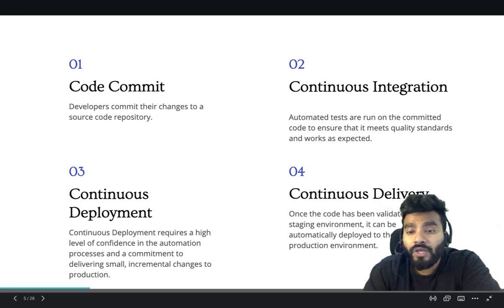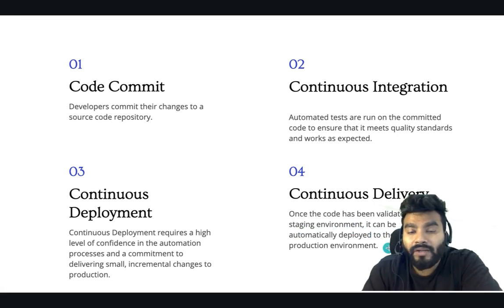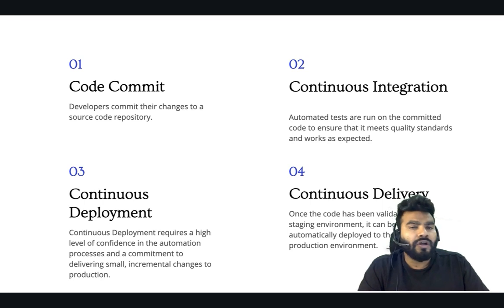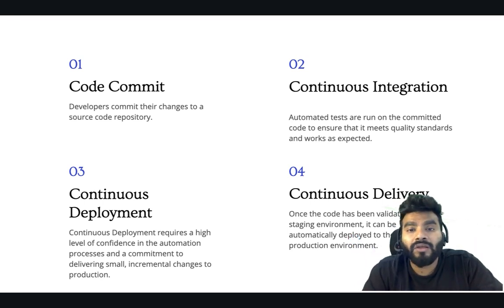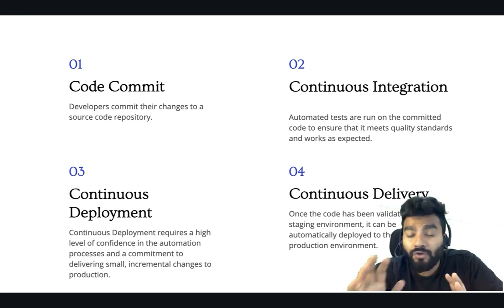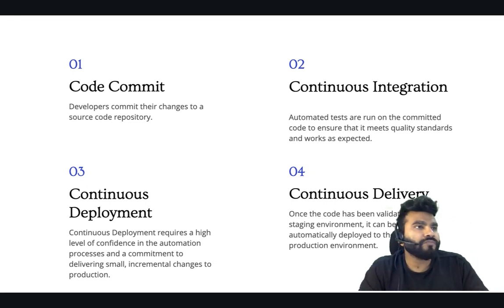Where in delivery, once the code has been validated in the staging environment, it can be automatically deployed to production. There's a difference between deployment and delivery: in one process, it's just a click of a button, wherein in the other you don't need any manual process of clicking a button. As soon as the code is pushed, it's built, tested, and gets deployed without any manual introspection.